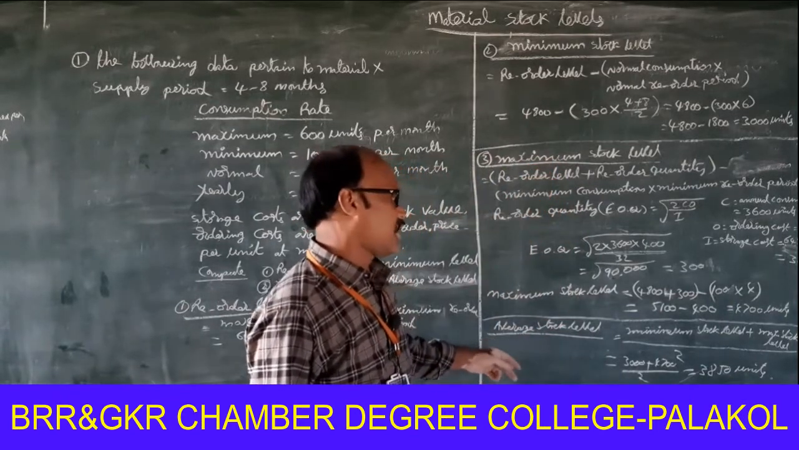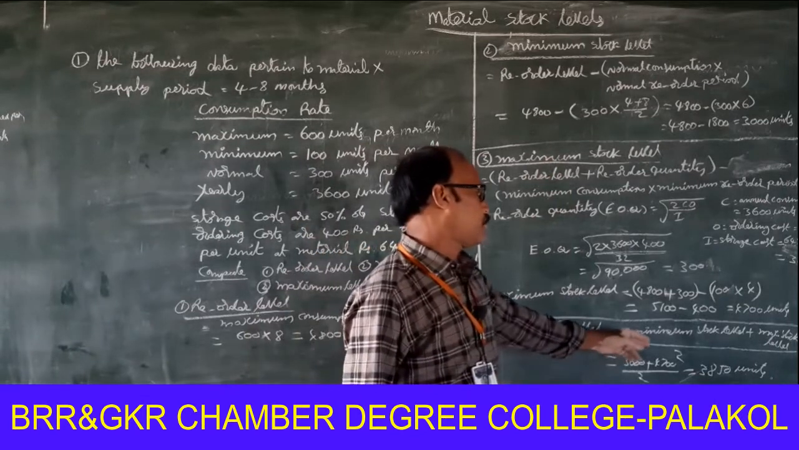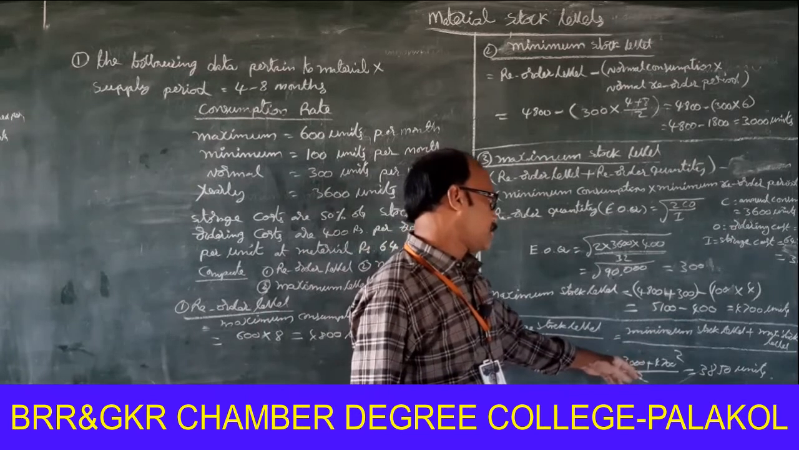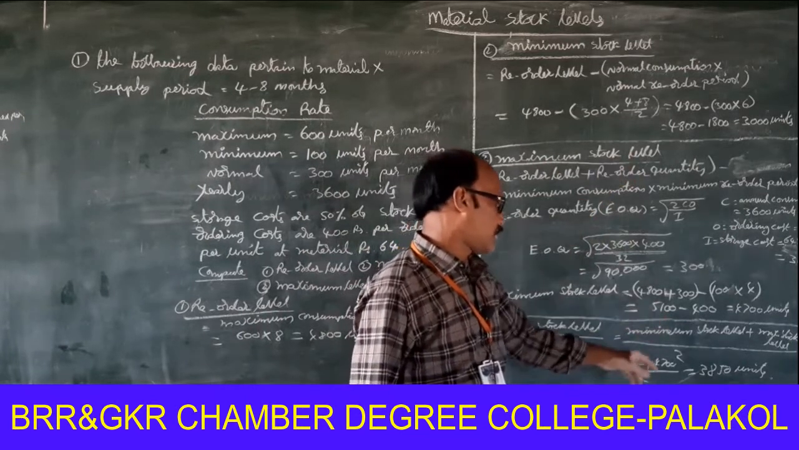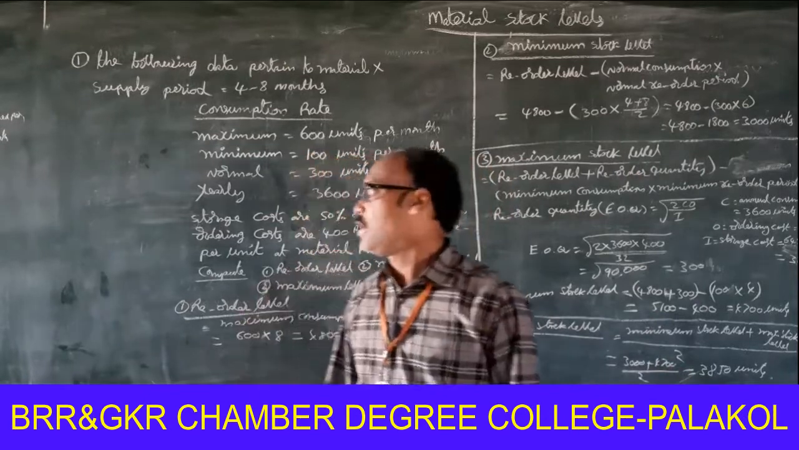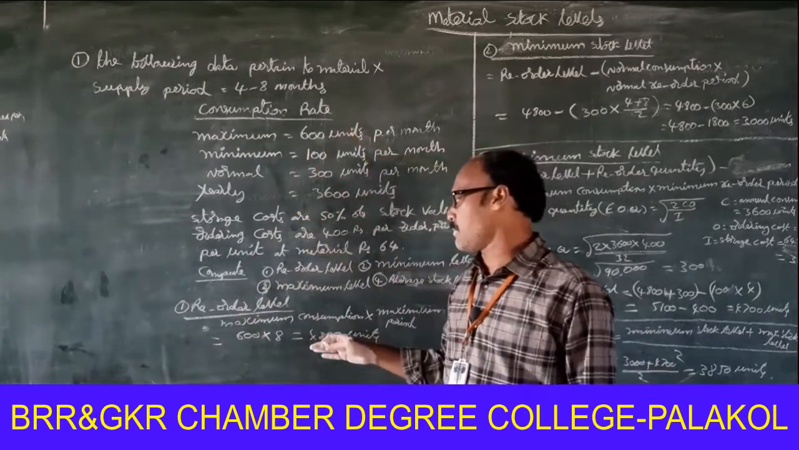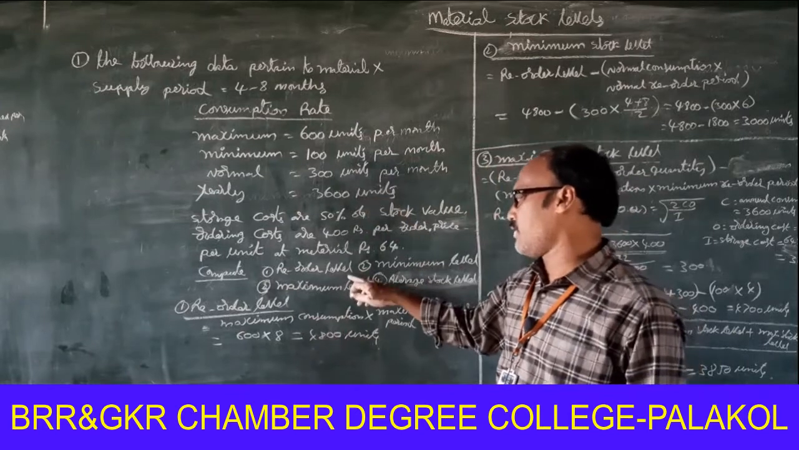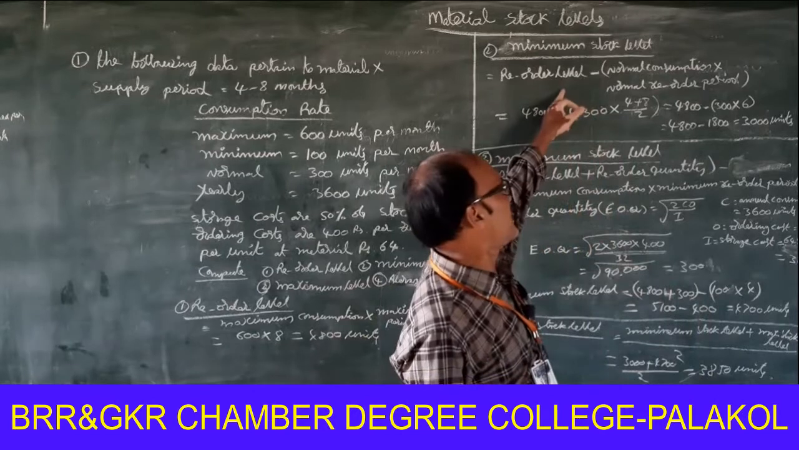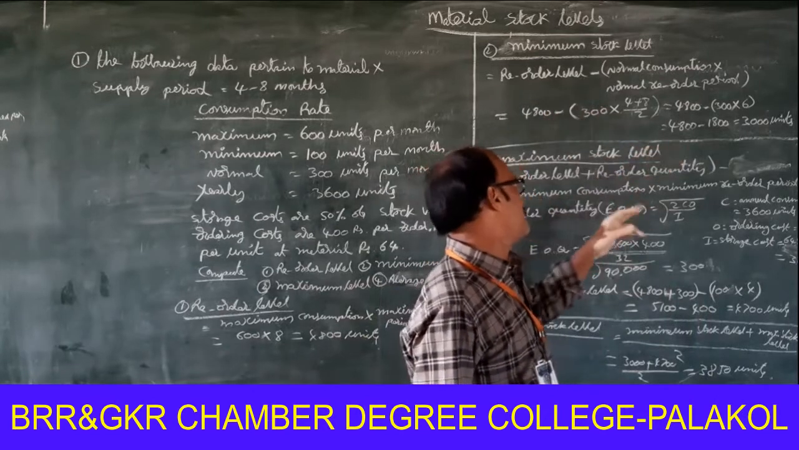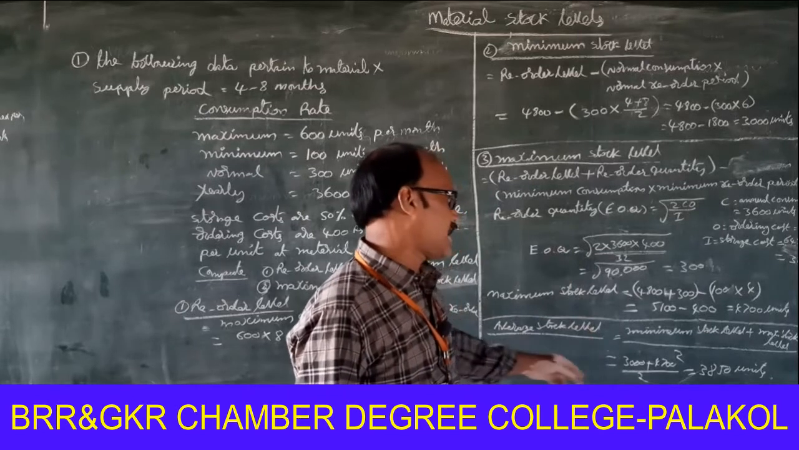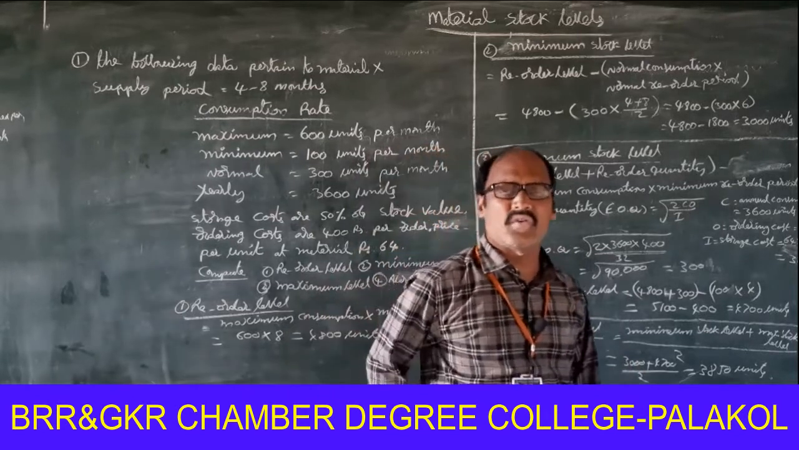Next one, average stock level. Average stock level is equal to minimum stock level plus maximum stock level by 2. So 3000 plus 4700 units by 2, that is equal to 3850. So from the following information, reorder level is 4800 units, minimum stock level is 3000 units, maximum stock level is 4700 units, average stock level is 3850 units.